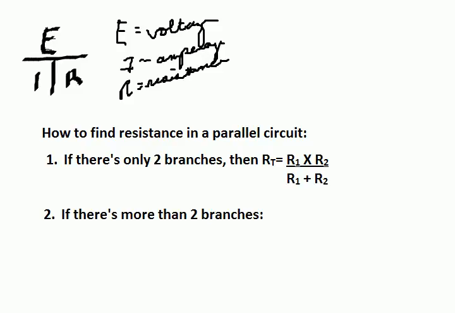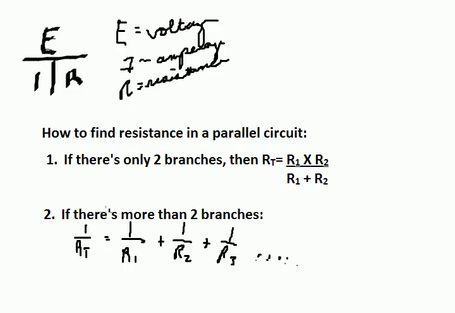If there's more than 2 branches, that's when we need our big formula here: 1 over RT is equal to 1 over R1 plus 1 over R2 plus 1 over R3, and so on and so forth, depending on how many you got. And we can use that for more than 2 branches.